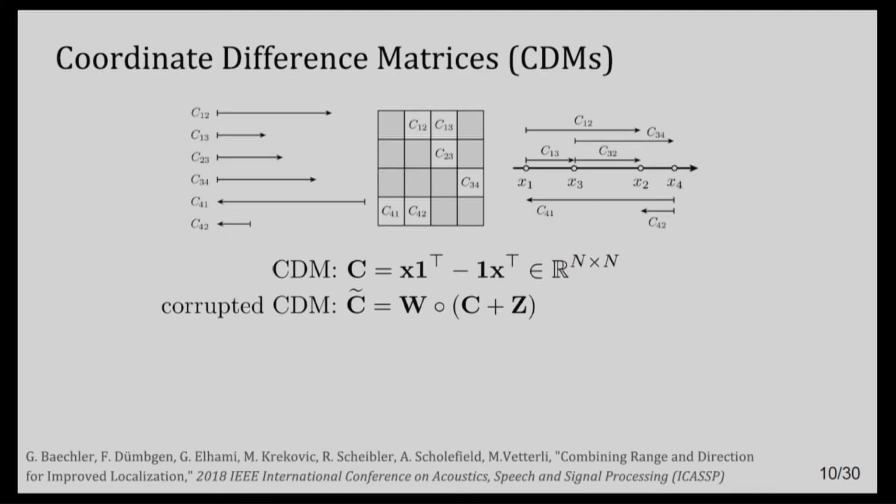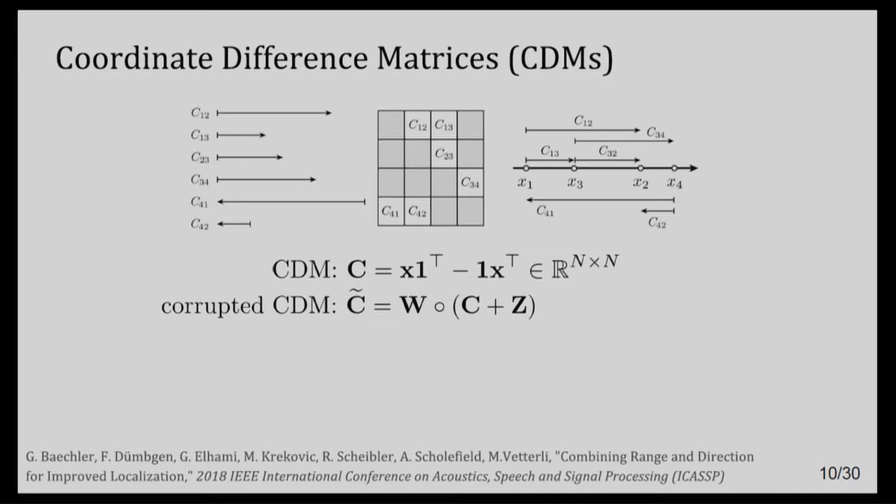We thought it would be nice to introduce something like EDMs, but adapted to coordinate differences. So it's exactly like an EDM, only that now our distances are differences, so they can be positive or negative. And we put them into this matrix, which will now be anti-symmetric.